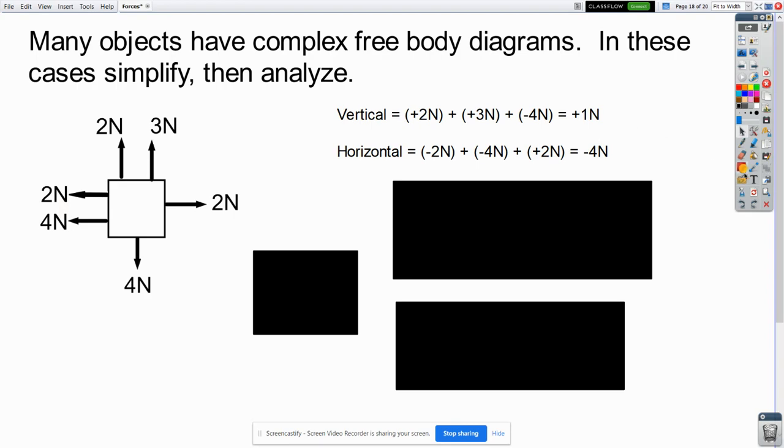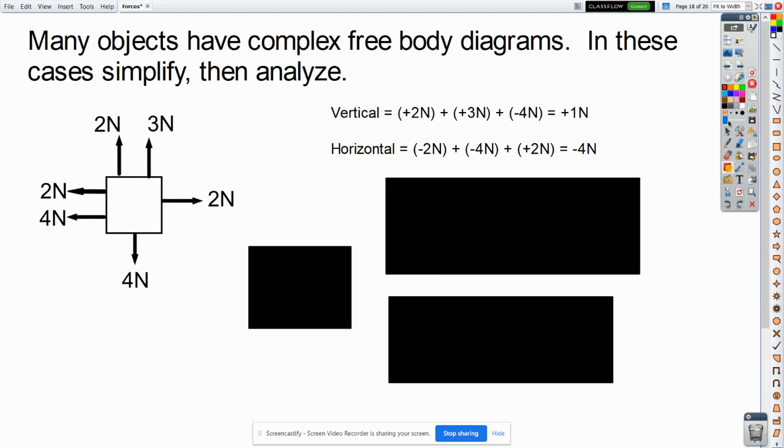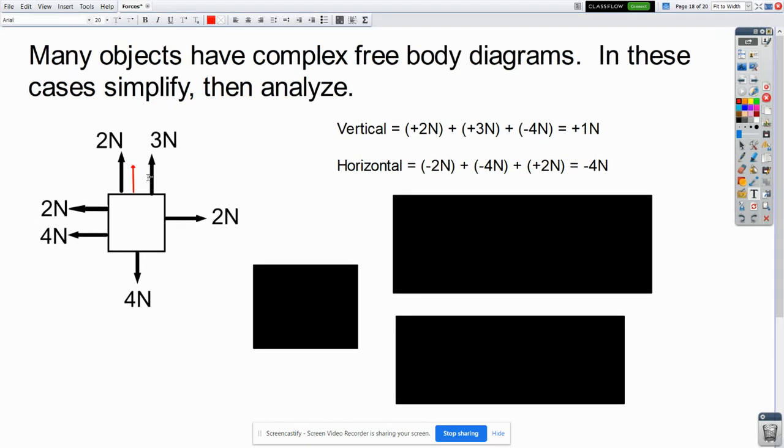So like I said, there's 2 things going on here now. We can narrow those 6 vectors down into 2 different vectors. I've got a vertical vector of 1 Newton going up.